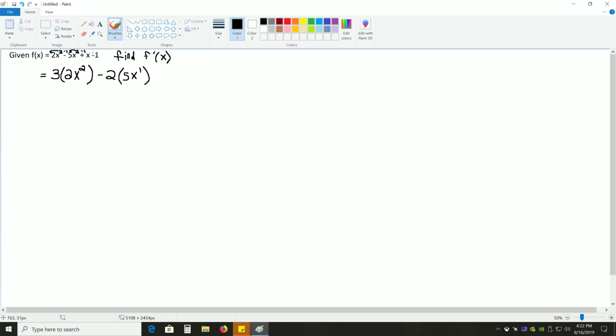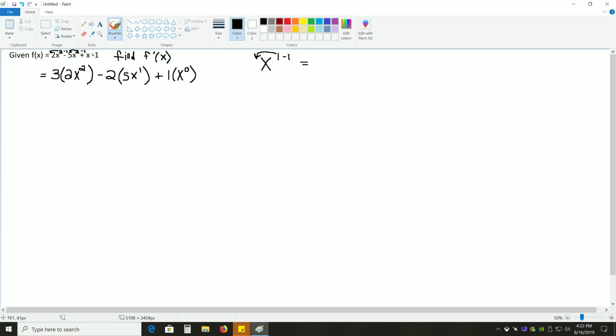Now let's repeat it again. We're going to do the same thing with this x, which I'll write off to the side as this is getting a little cramped. So x is just x to the first is another way to rewrite it. Whenever you don't see your exponent, it means there's an exponent of 1. So we multiply that 1 out front and subtract 1 from it. That gives us 1, so plus 1 times x to the 0.